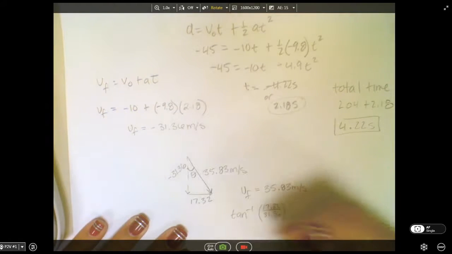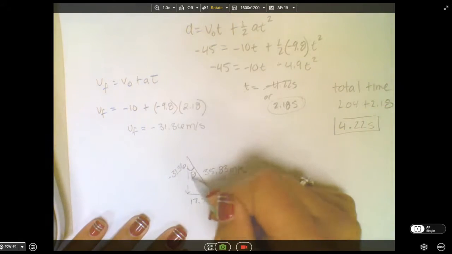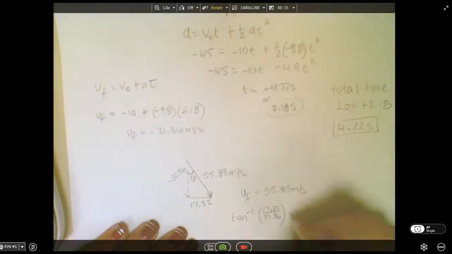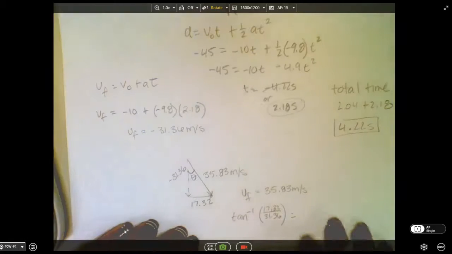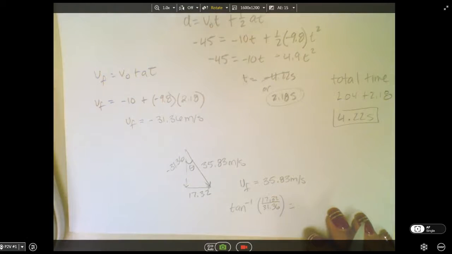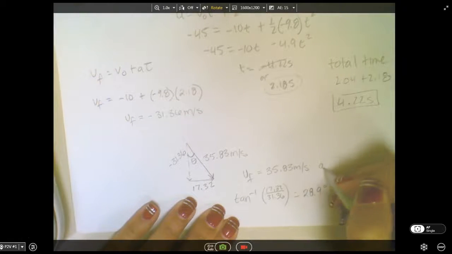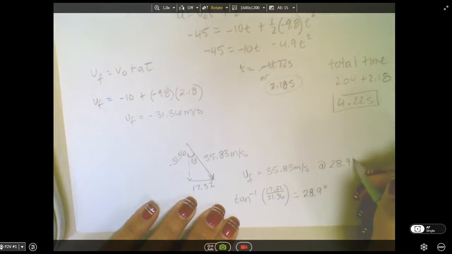Don't worry about the negative sign. If we just ignore the negative, it'll just give us this angle. If we use the negative, it's going to take us around and find that whole angle. So we can just use this positive. So then inverse tan of 17.32 divided by 31.36 gives us 28.9 degrees. So our final answer is at 28.9 degrees.